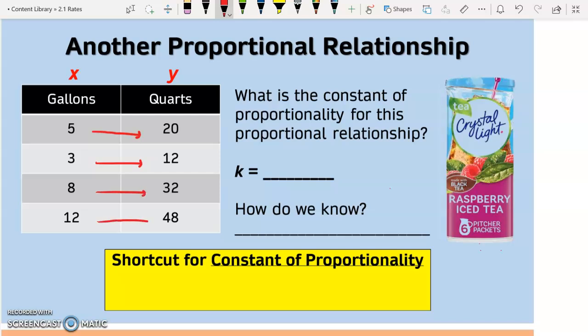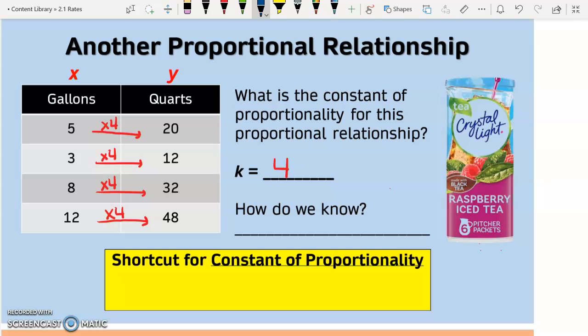And then we will recap. So maybe you saw that it was going to be 5 times 4 gets us to 20. 3 times 4 gets us to 12. 8 times 4 will get us to 32. 12 times 4 will get us to 48. Right? So in this case, K, our constant of proportionality, is going to be 4.